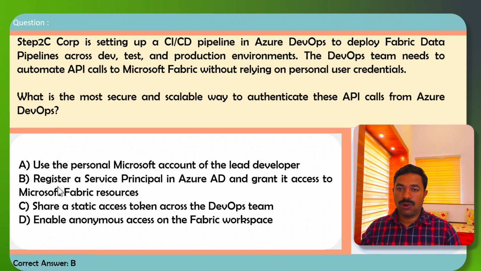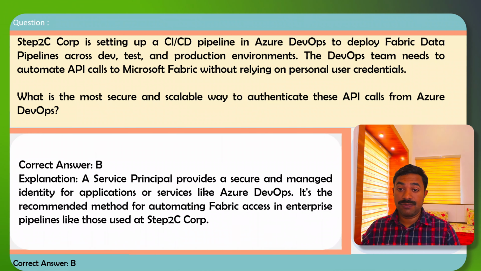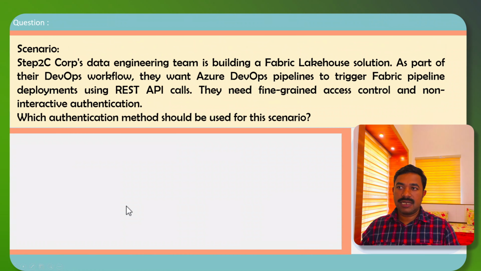And the right answer is option B, register a service principal in Azure AD and grant it access to Microsoft Fabric related services. A service principal provides a secure and managed identity for an application or service like Azure DevOps, and it is the recommended method for automating Fabric access. So if you want to grant access, try to use a service principal. Now let's take one more question regarding those topics.